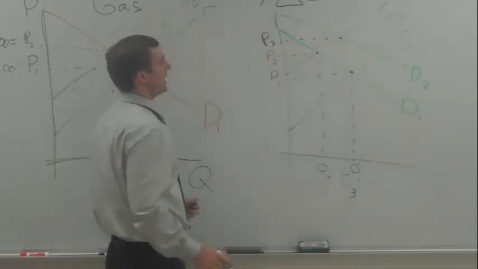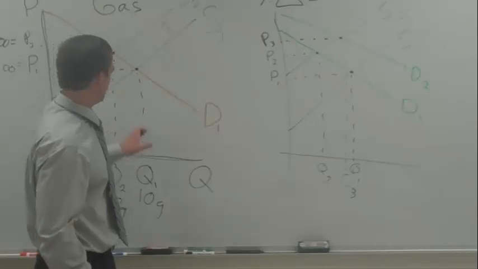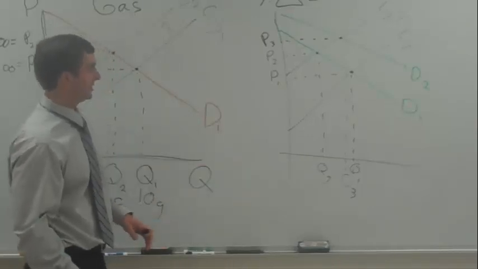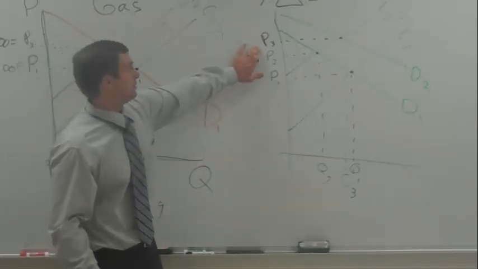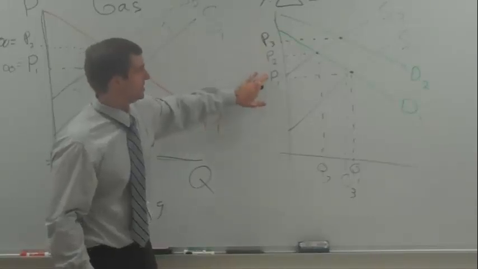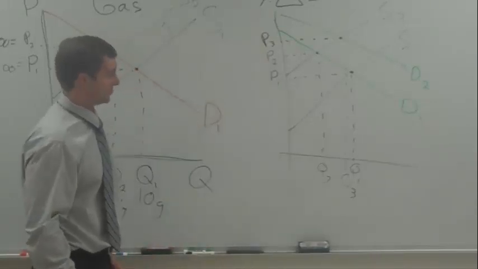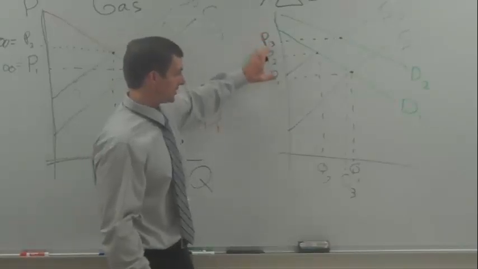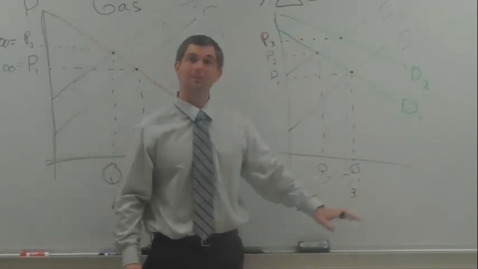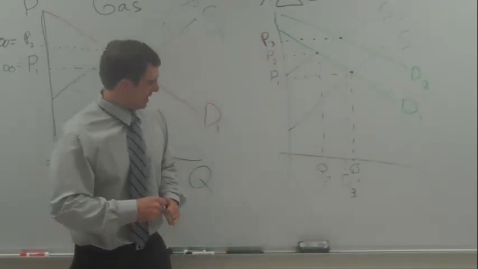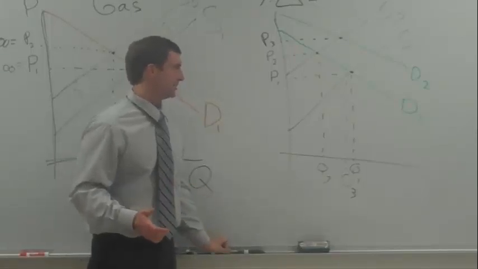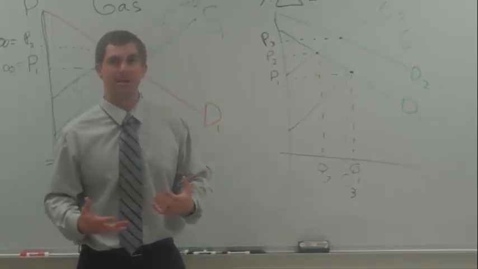The reason why I didn't do all the numbers on there is so you can see it pretty succinctly. P3 is higher than both P2 and P1. In other words, we're paying a higher price, but at the same time, we're still demanding more things. You might be saying, well, when would this happen? When would there be a shift in both supply and demand?